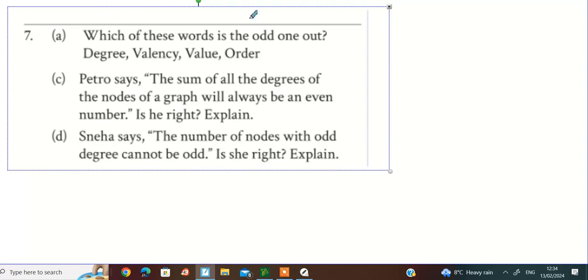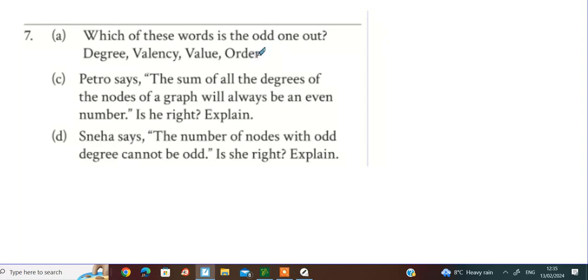Question 5. Yep. The one is value. The rest of these are synonyms. Basically, the rest of them mean, like for example A, 3. You can say its valency is 3, its degree is 3, or its order is 3 if it has 3 lines coming out of it.